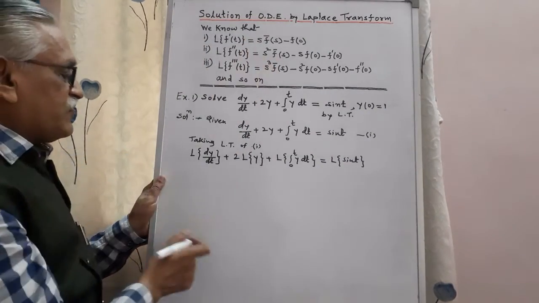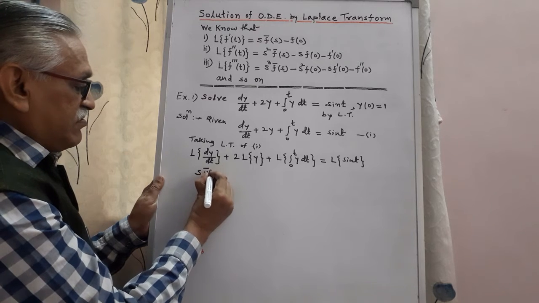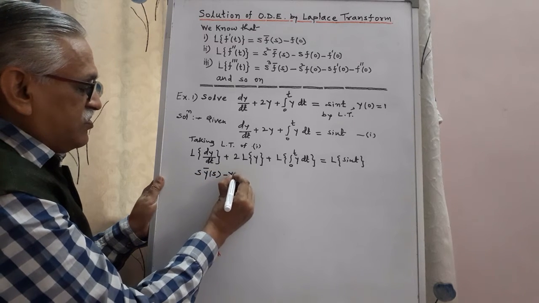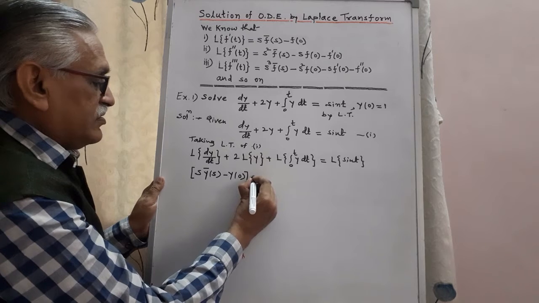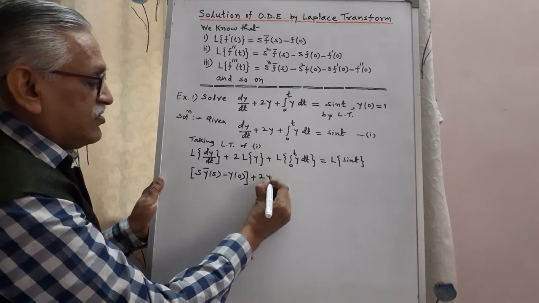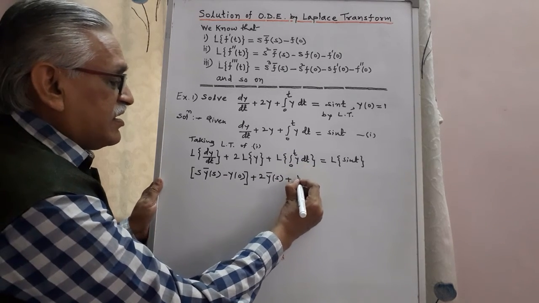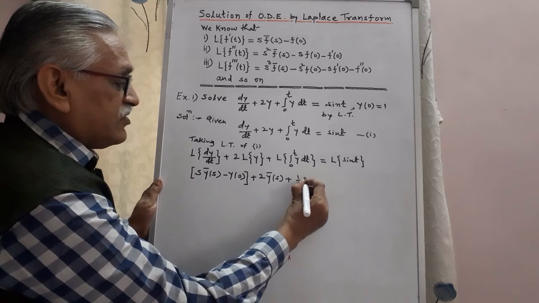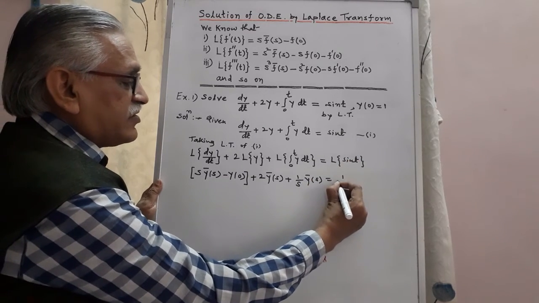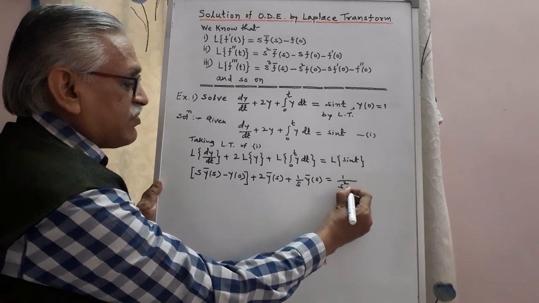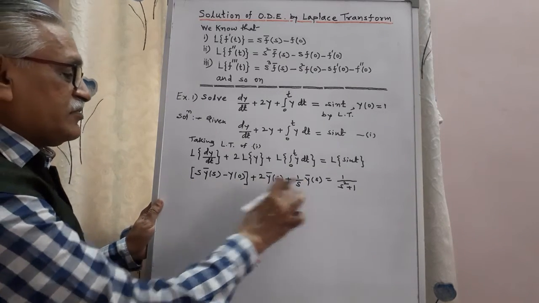Using the standard result, Laplace of first order derivative is s y bar of s minus y of 0, plus 2 times Laplace of y, which is y bar of s, plus Laplace of integral, as per that theorem or property, it is 1 by s into y bar of s, and Laplace of sin t, standard result, 1 upon s square plus 1.